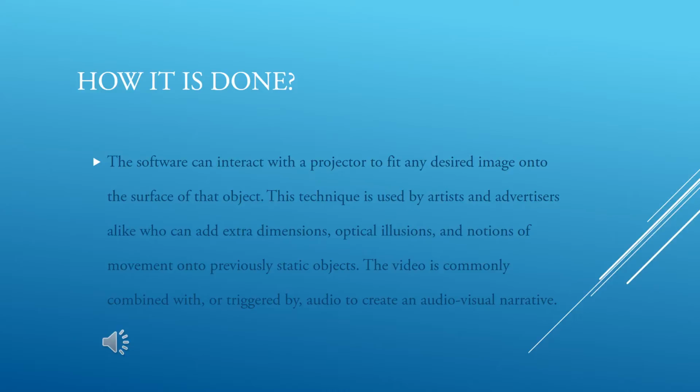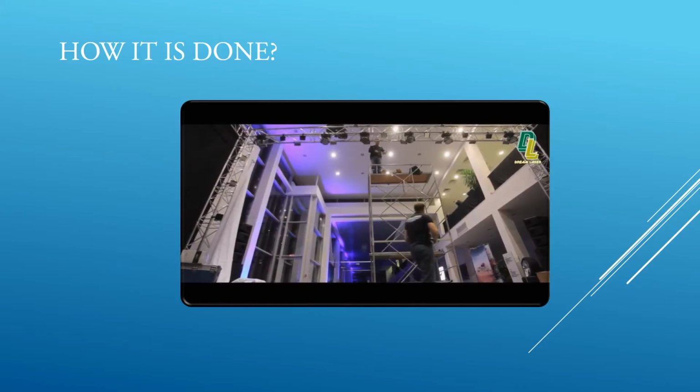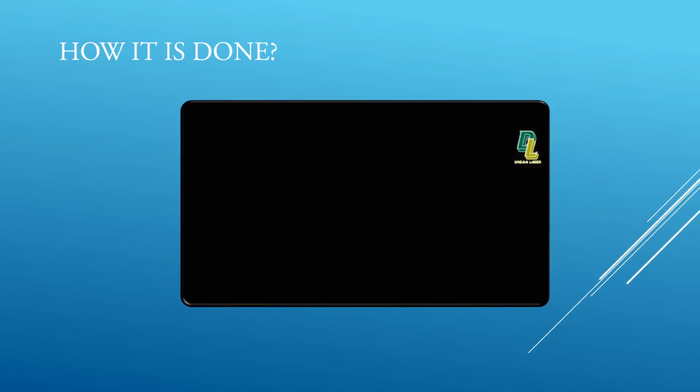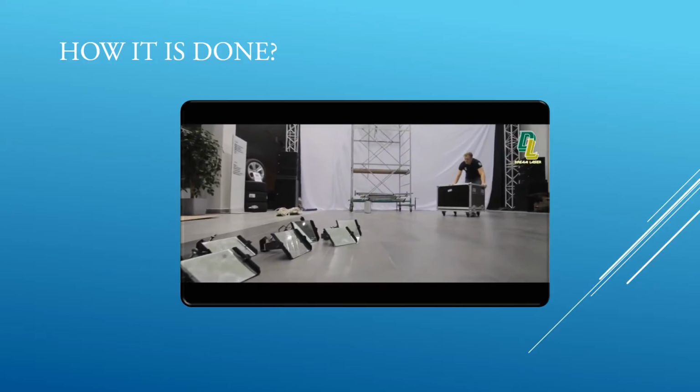How is it done? The software can interact with the projector to fit any desired image onto the surface of that object. This technique is used by artists and advertisers alike, who can add an extra dimension, optical illusion, and notions of movement onto previously static objects. The video is commonly combined with or triggered by audio, screen, and audio visual narrative.